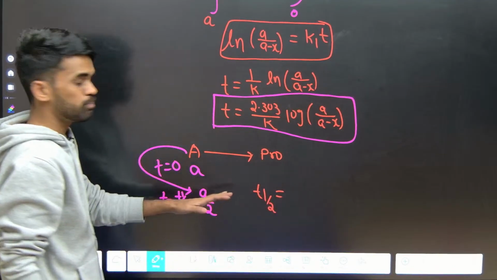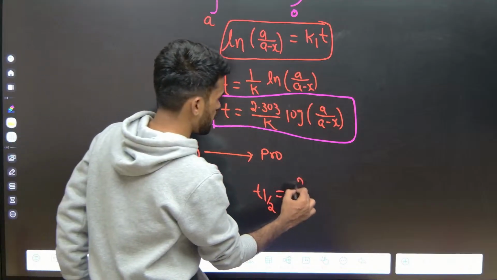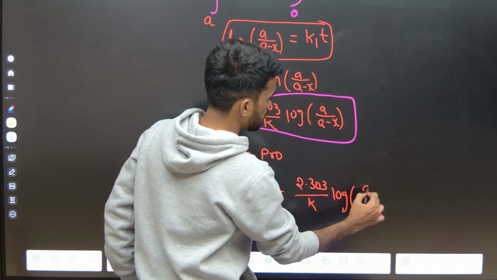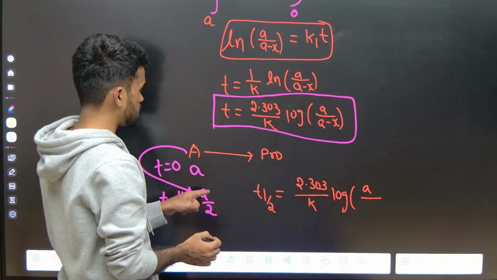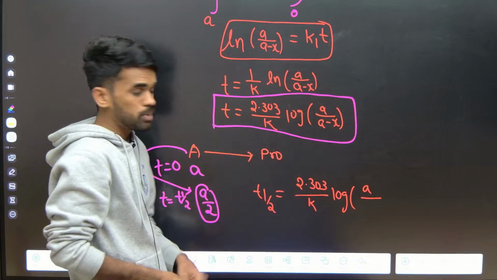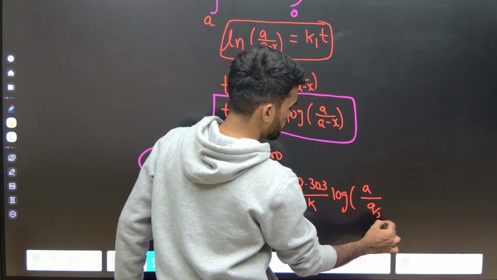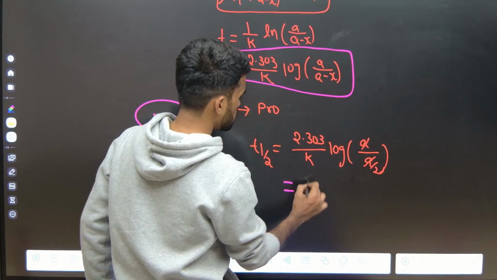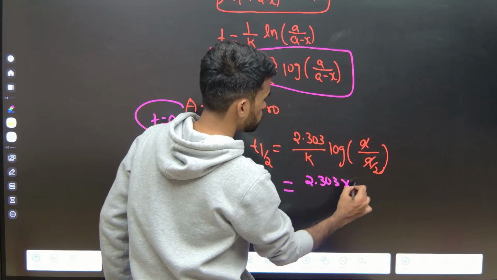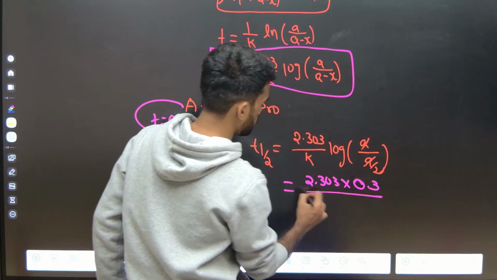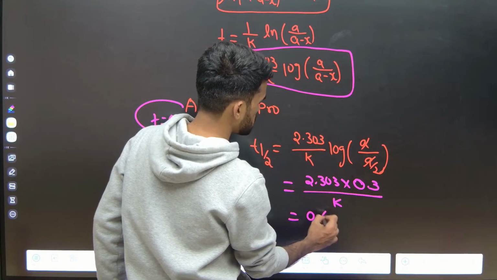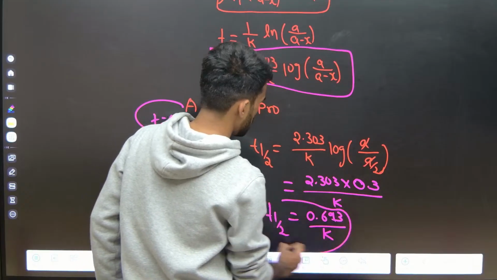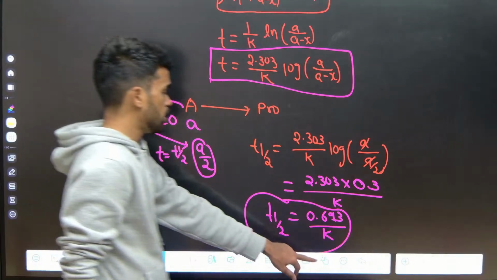So T half is simply you can write, 2.303 as it is by K as it is log A by A minus X. See, X is this much amount, it is completed. So A minus A by 2 means A by 2 only again. So the A will cancel, you will get log 2. So log 2 is 0.3. So 2.303 into log 2, which is 0.3, and by K. So this will be around 0.693 by K. Okay, this is the T half of first order reaction.